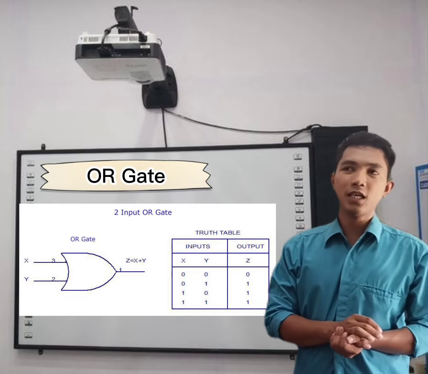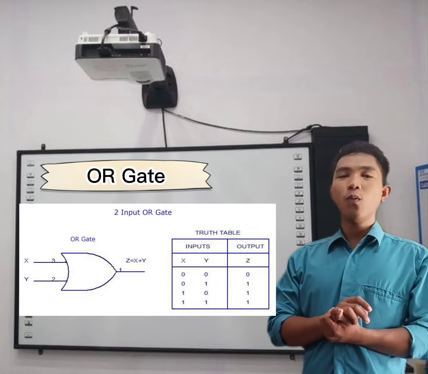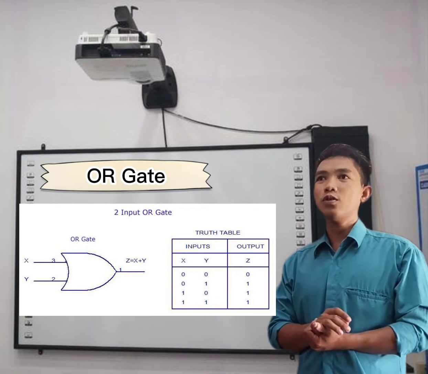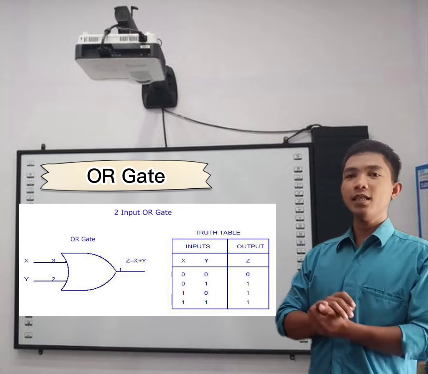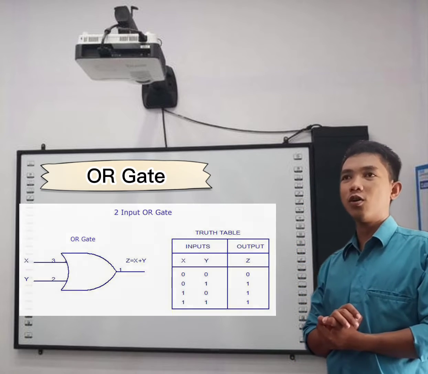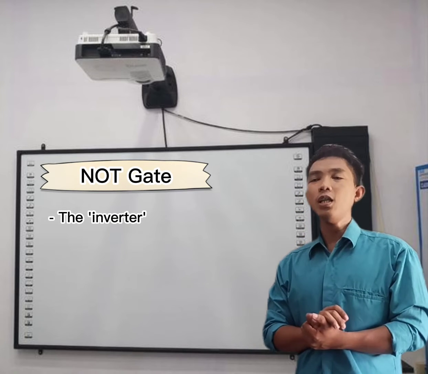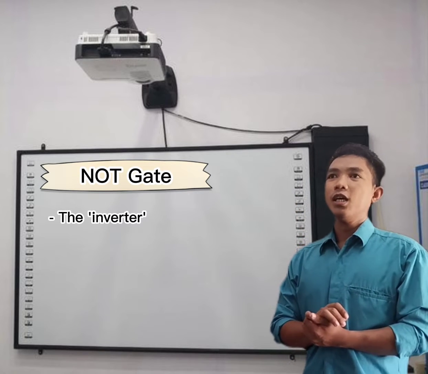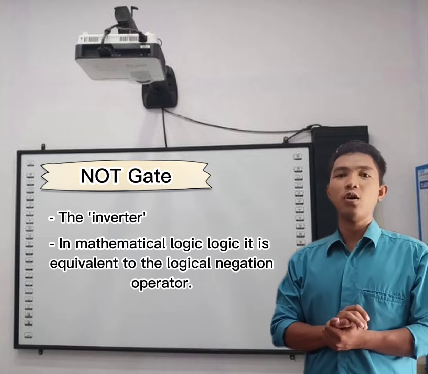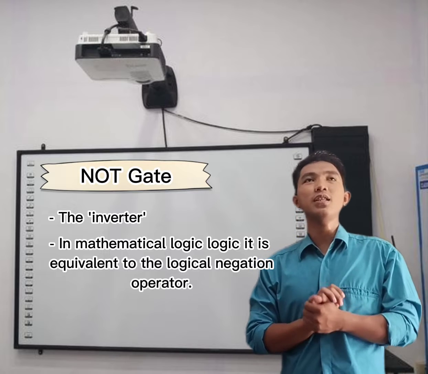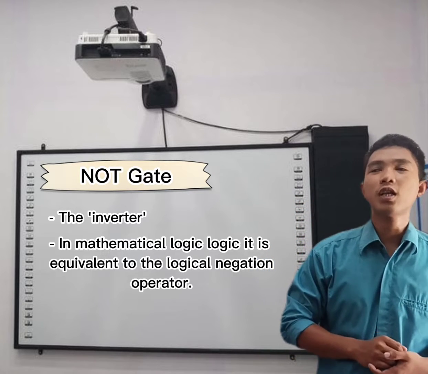In its characteristics, if any of the inputs are high, the output is also high. If all of the inputs are low, then the output is also low. The NOT gate is called the inverter because it performs inversion. In mathematical logic, it is equivalent to the logical negation operator. When we say negation, it is something similar to opposite, contradict, or contrary.